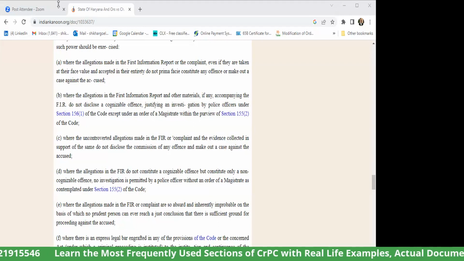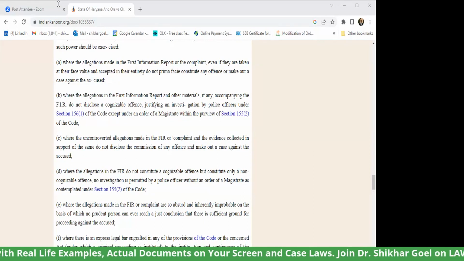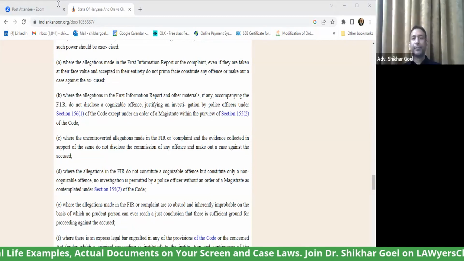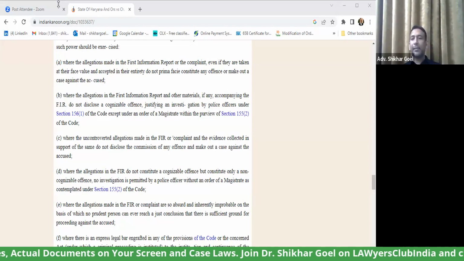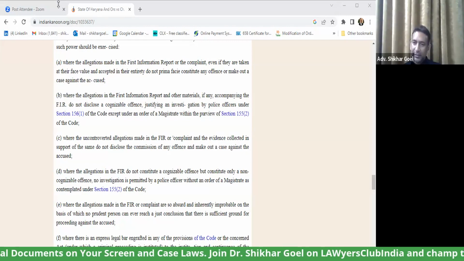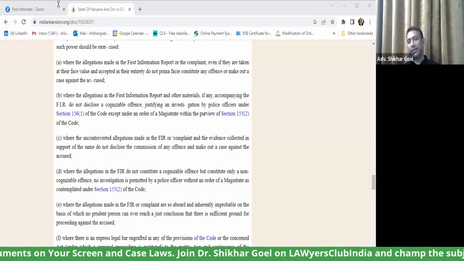Okay. Point B, where the allegations in the first information report and other materials, if any, accompanying the FIR do not disclose a cognizable offense, justifying an investigation by police officers under Section 151, subsection 1 of the code, or except under an order of magistrate within the purview of Section 155, subsection 2 of the code. Okay. तो आपका जो फर्स्ट इंफॉर्मेशन रिपोर्ट है उसमें आपको सबसे पहले देखना है कि कॉग्निजेबल ऑफेंस बन भी रहा है या नहीं बन रहा.